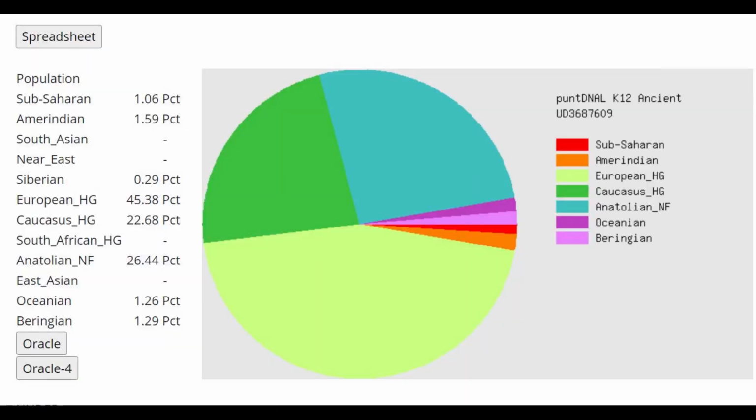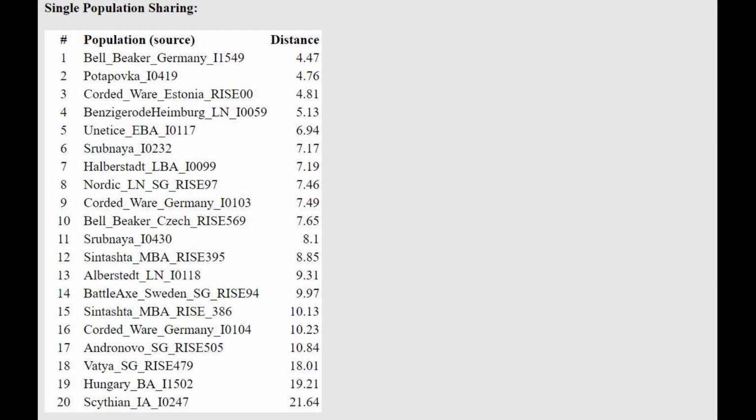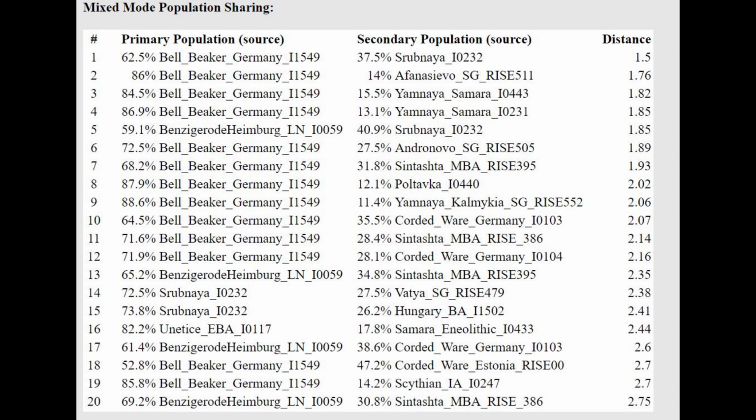And with the Pont DNA LK12, once again, the result is looking very similar to what I score, actually. But with the Oracle, he's closest to Bell Beakers from Germany, and number 2 is Potapovka, which is supposed to be Yamnaya, I think. So why is he closer to Yamnaya than to Corded Ware from Estonia? I can't explain that to you. This is the two-way Oracle. He's basically a mixture of something from Bell Beakers plus Yamnaya related stuff, a little bit more Yamnaya than the average Bell Beaker.